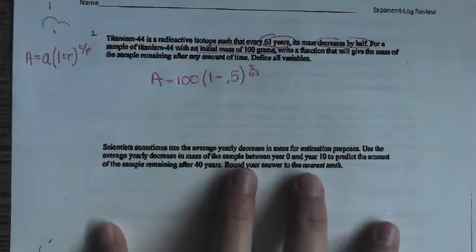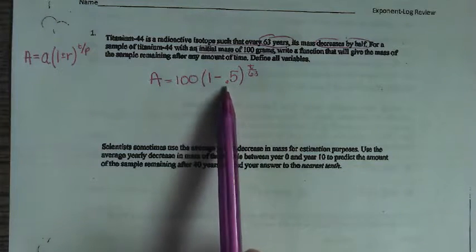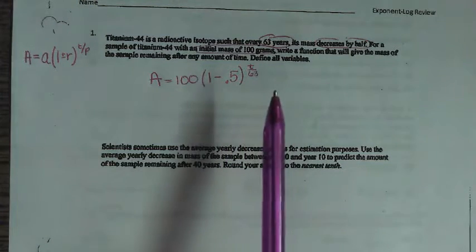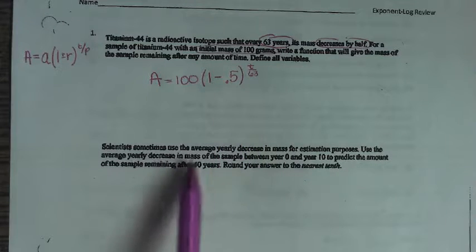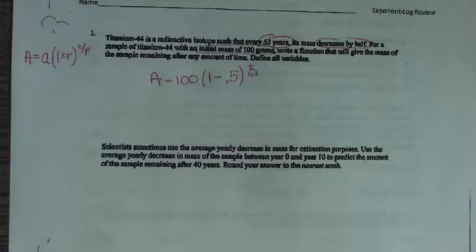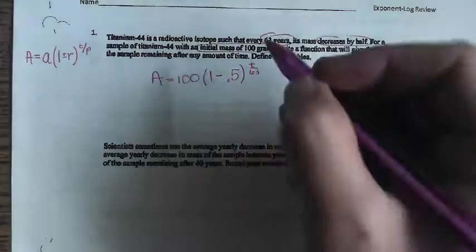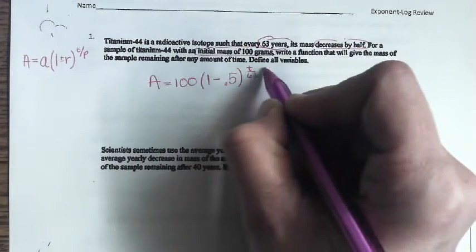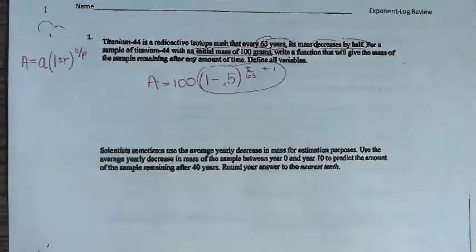Then they're going to ask us to use it. Scientists sometimes use the average yearly decrease in mass. Now, we don't have the average yearly decrease. We have the 63-year decrease, right? So we don't have the average yearly decrease, but sometimes scientists use it for estimation purposes. Okay, so now we've got to convert this to average yearly. So when we do that, we're just going to plug in a 1. And we're going to reconfigure the rate.